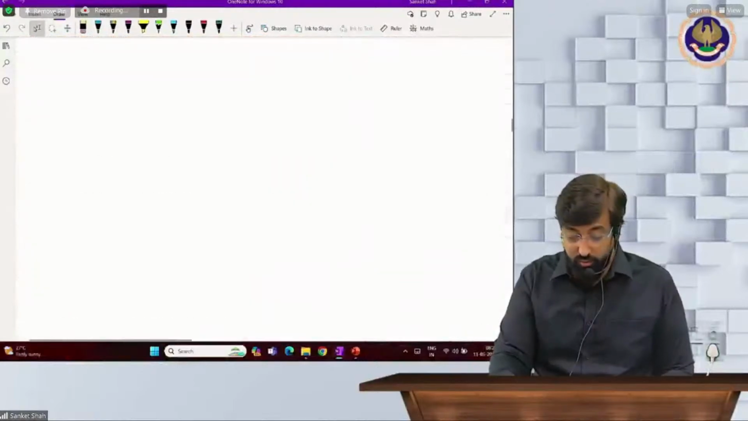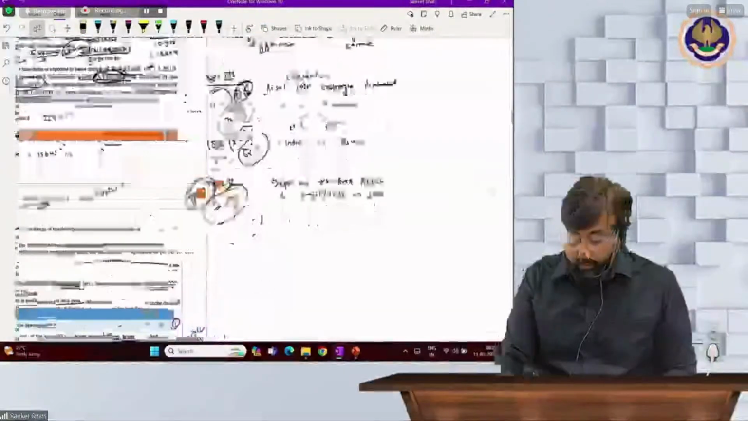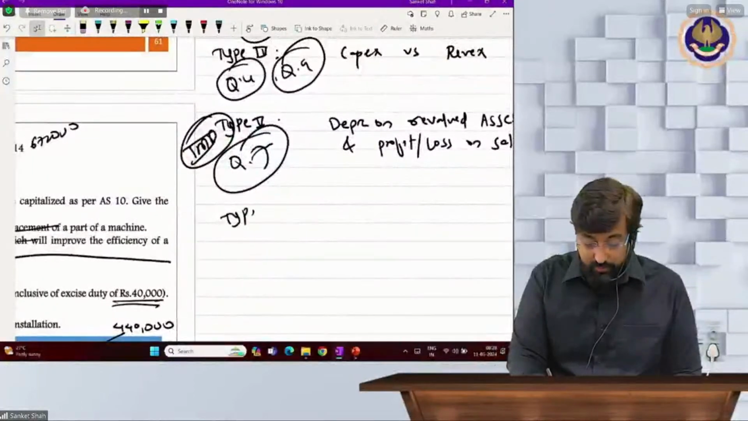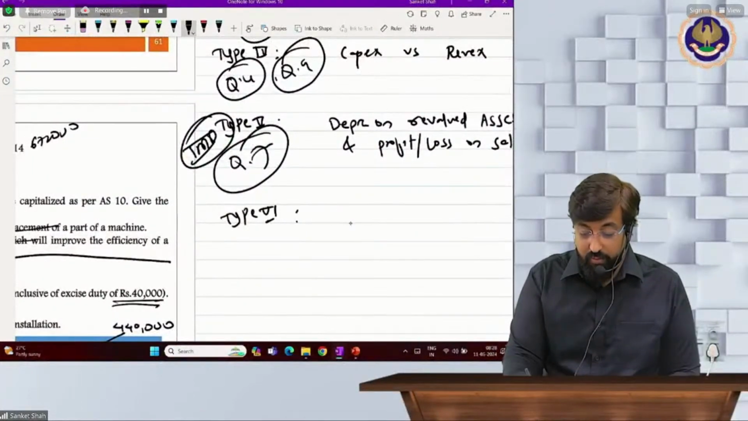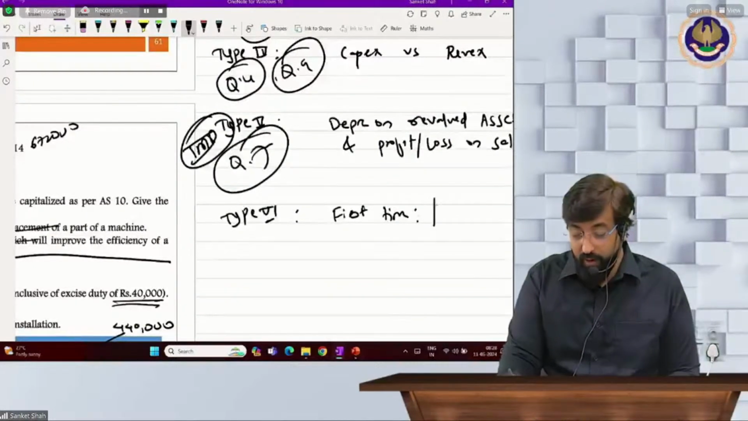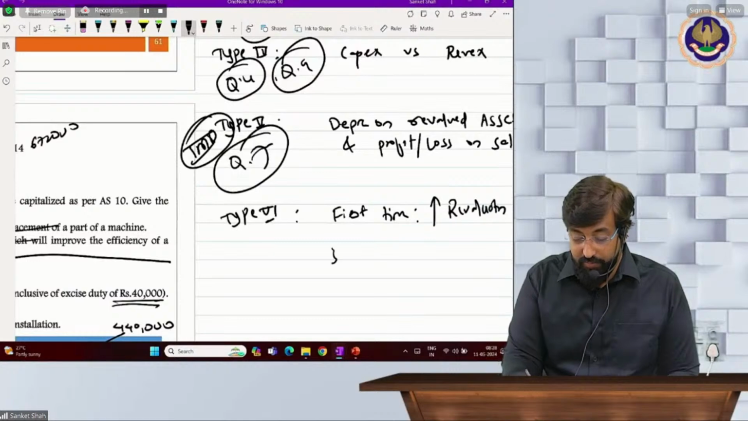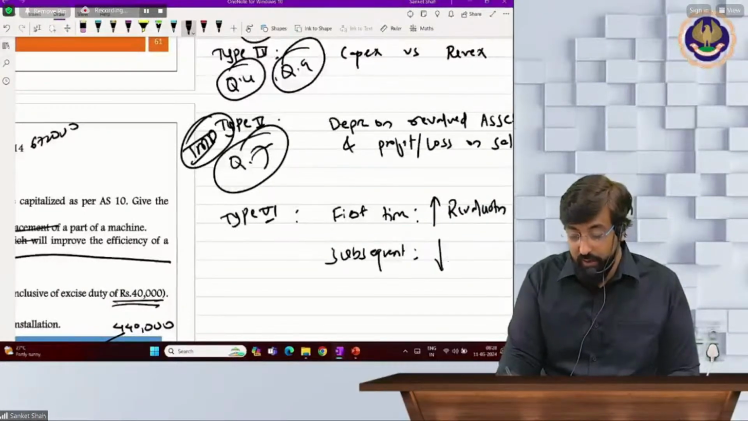हाँ जी, सो लास्ट टाइप 6, first time upward revaluation, subsequent downward.